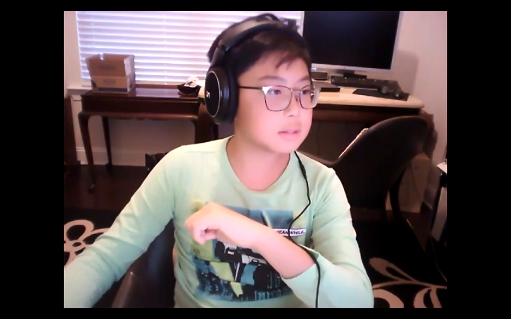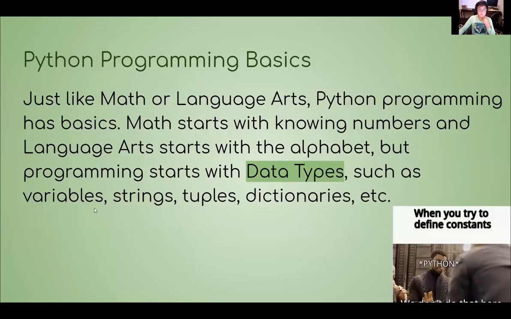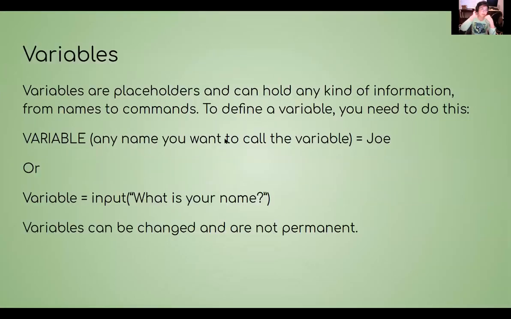Today we're going to be learning about basic data types. These include variables, strings, tuples, dictionaries, and so on. Let's start with variables. Variables are placeholders and can hold any kind of information, from names to commands.